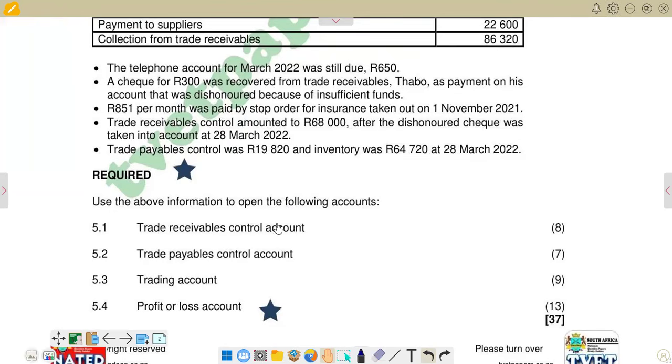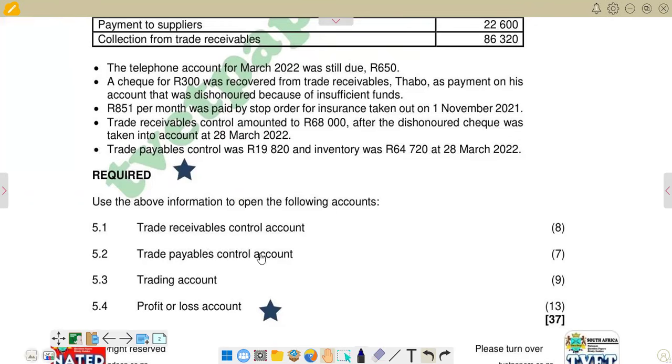So the total balance that we are going to have in the control account should be the same as the total balance after adding all the individual accounts in the ledgers. If ever there's a difference in terms of those balances, there's a need to prepare a reconciliation, whereby you are reconciling the two balances. So this is what we have.